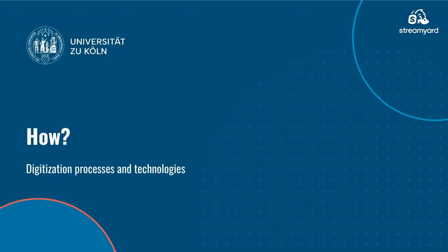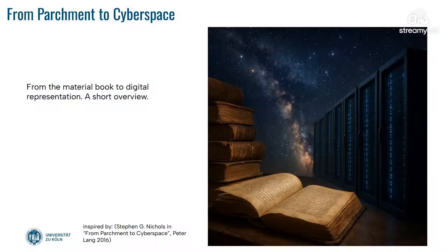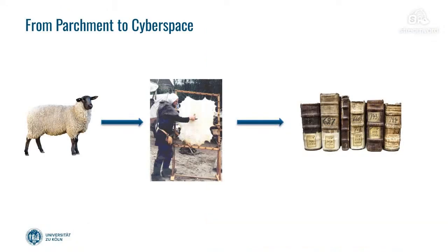So you might have always wondered how books are actually digitized and what the processes and technologies behind it are. And I will take a look into that in the next minutes. I borrowed the title for this session, From Parchment to Cyberspace, from the material book to digital representation, a short overview, from a book by Stephen G. Nichols that deals with the Roman de la Rose and the digital edition. But I think it expresses quite well the entire process from parchment to cyberspace.